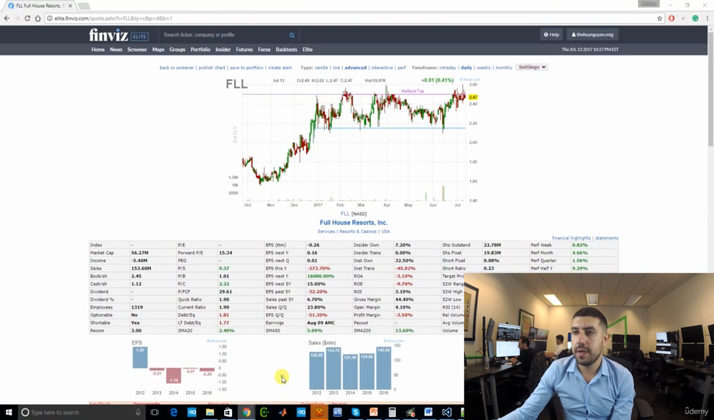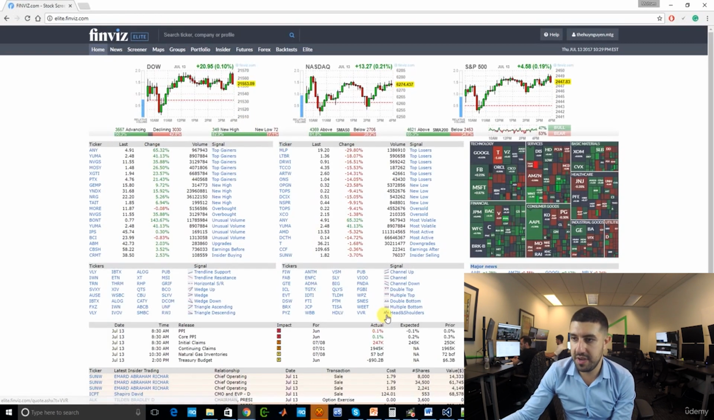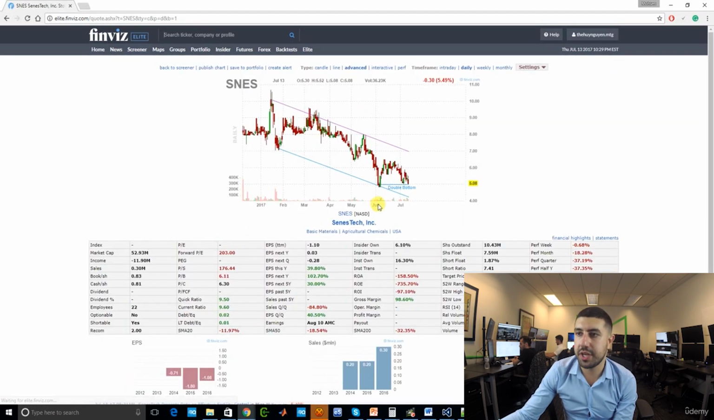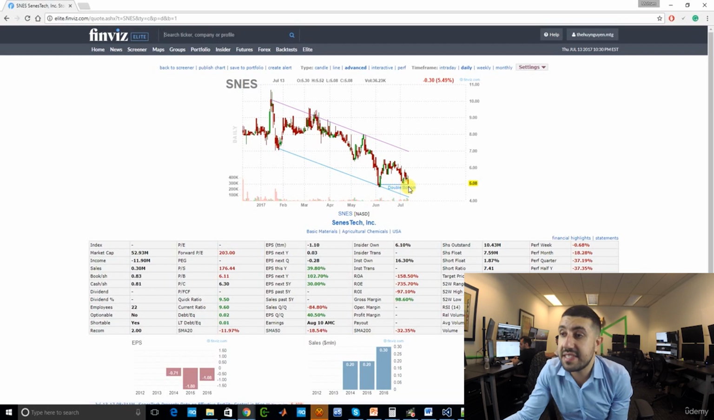And if we go again on Finviz, you'll see that there is a section for double bottoms here. So same thing. Look at this one. This one is at $5. So it's going in a downward channel, but then when it touches $5, it goes back up to $6, touches $5, and now it's here. So this is a good place to buy it.